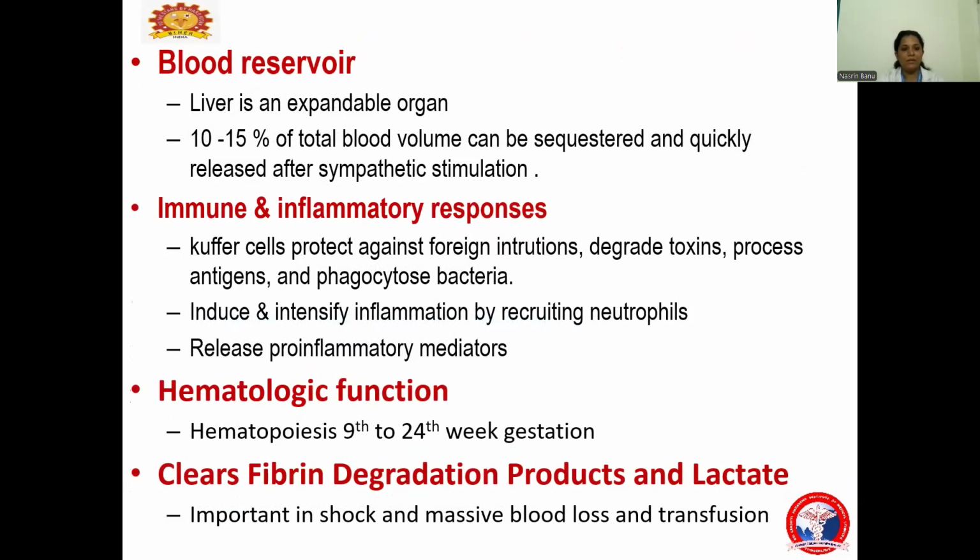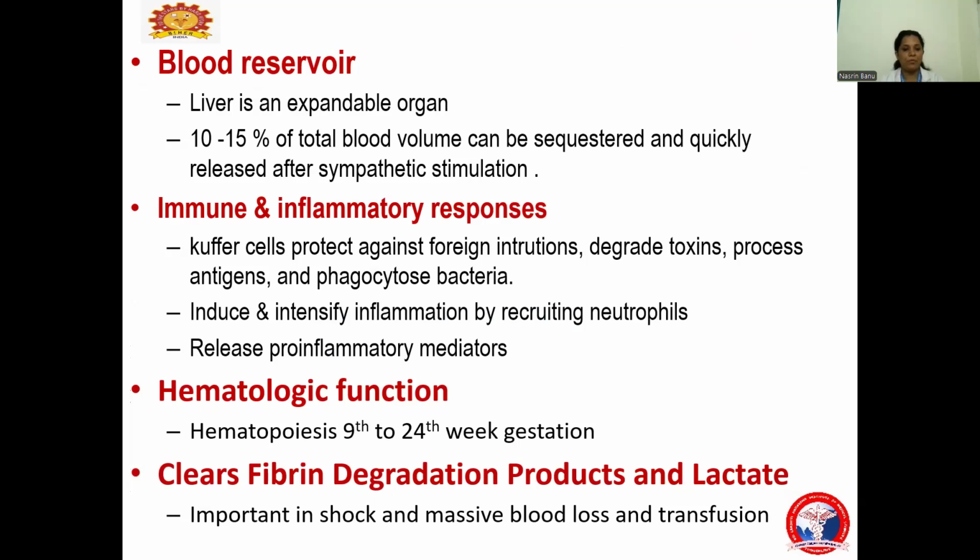Blood reservoir. The liver is an expandable organ. 10 to 15% of the total blood volume can be sequestered and quickly released after sympathetic stimulation. Immune and inflammatory responses. Kupffer cells protect against foreign intrusions, degrade toxins, process antigens, and phagocytose bacteria. They also induce and intensify inflammation by recruiting neutrophils and releasing pro-inflammatory mediators.